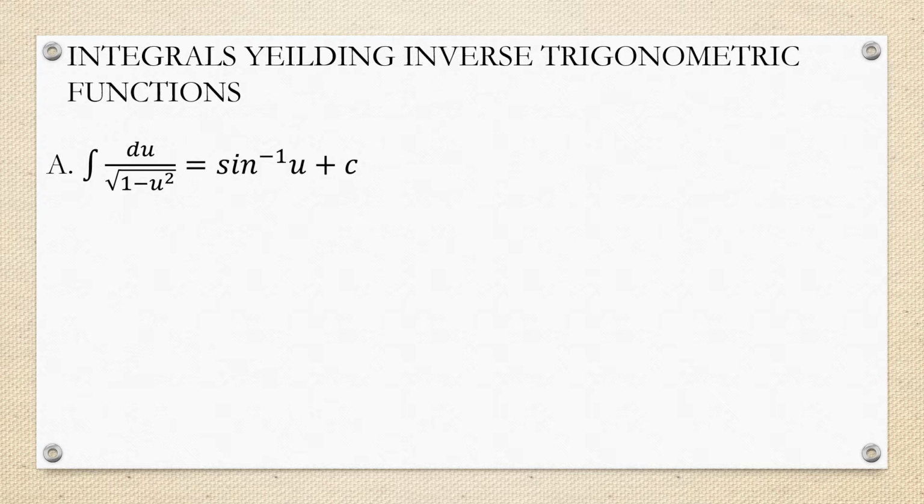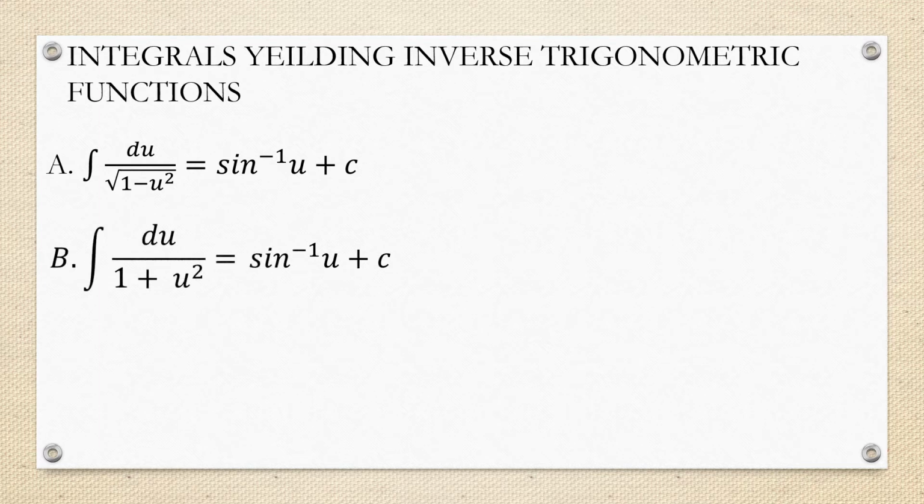Second, if you are given the integral of du over 1 plus u squared, its antiderivative is tan inverse of u plus c. Third, if we are given the integral of du over u times the square root of u squared minus 1, it is equivalent to the inverse of secant of u plus c.